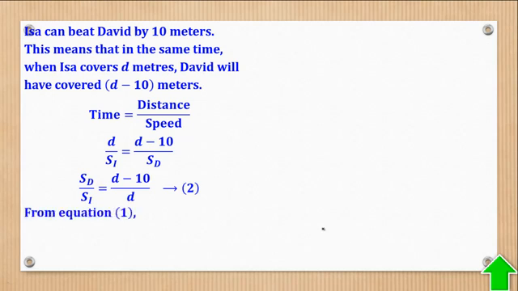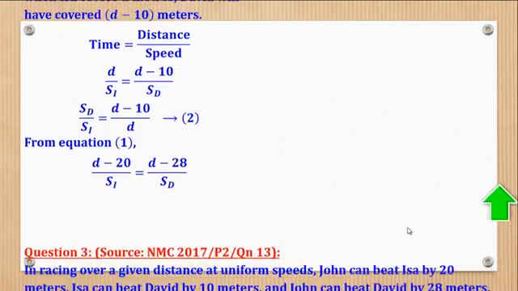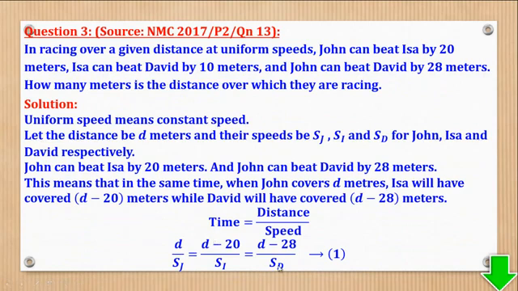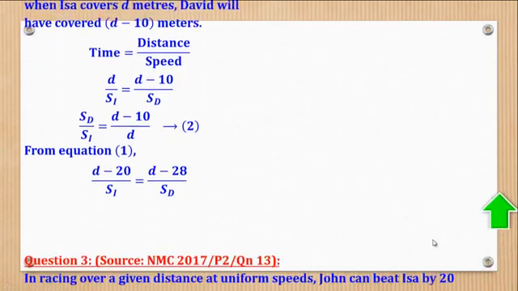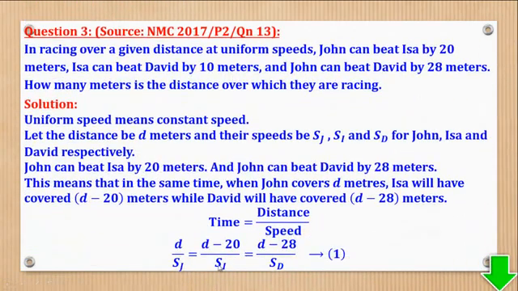So from equation 1, I have that. Remember equation 1 has 3 parts, so I've just chosen these 2. Why did I choose these 2? It is because if you look at this equation 2, we have David and Isa. So even here, I should ignore John and go for David and Isa. That is why I've chosen these 2 equations.